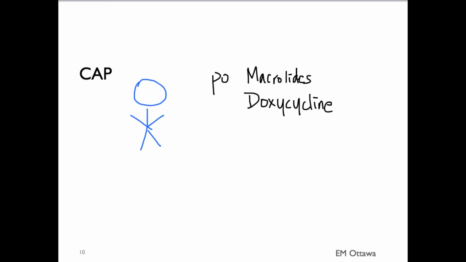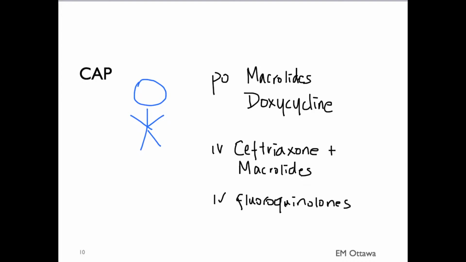First, the healthy patient who has a community-acquired pneumonia, or CAP for short. In the healthy patient, a macrolide or doxycycline are good choices. We can also consider IV antibiotics for the patients who are sicker. Either IV ceftriaxone and a macrolide, or an IV fluoroquinolone, is also a good choice.